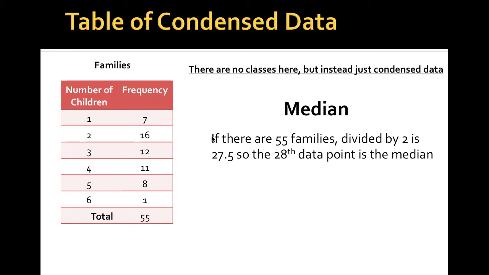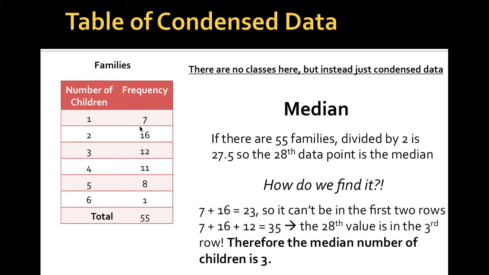Now, I need to know where is the 28th data point. So what I need to calculate is, okay, 7, it's definitely not in here because I only have 7 data points here. 7 plus 16 is 23, so I still haven't hit the 28th data point, which means that the 28th data point has to be in this row here. Okay, so in this row, the number of children is 3. So we can assume that the middle value, the median, is 3.